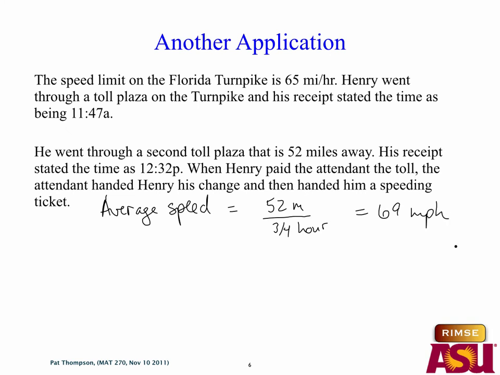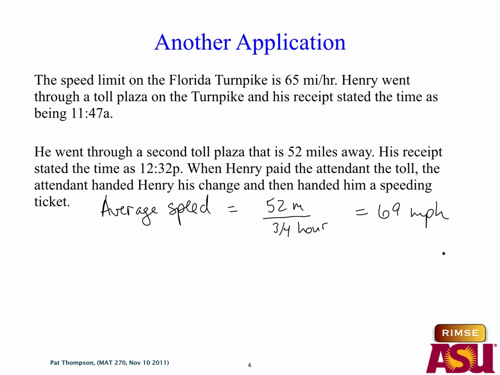Was he speeding? That's pretty strict, huh? Okay, so let's think about this though. If his average speed was 69 miles per hour, does that mean that he actually went 69 miles per hour? Okay, so you guys have some ideas about what's going on here, right? If he was at the toll booth, that means he was stopped. And then he had to speed up and then slow down to stop at the second toll booth. And then somehow over that period of time, he achieved an average speed of 69 miles per hour.